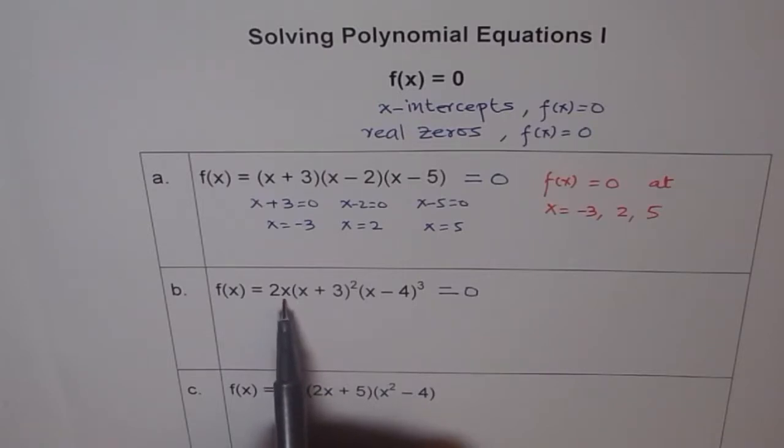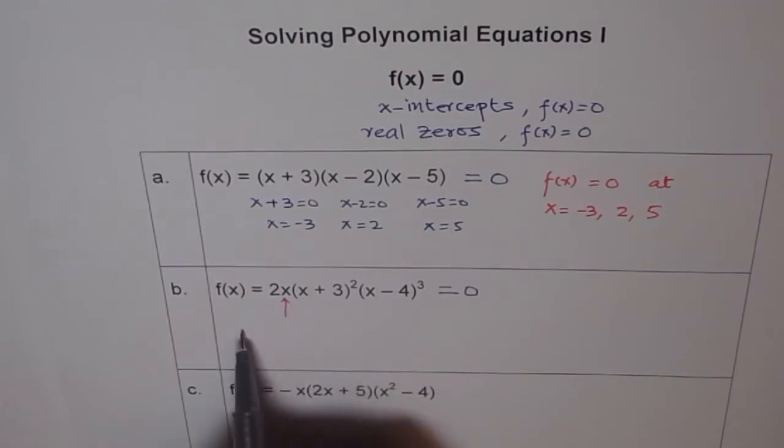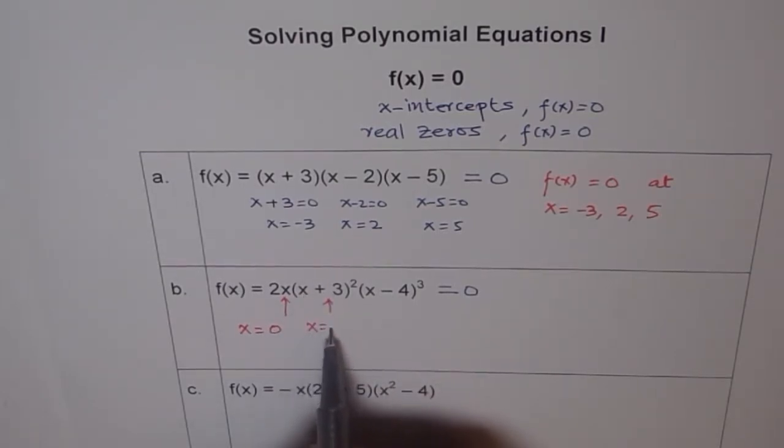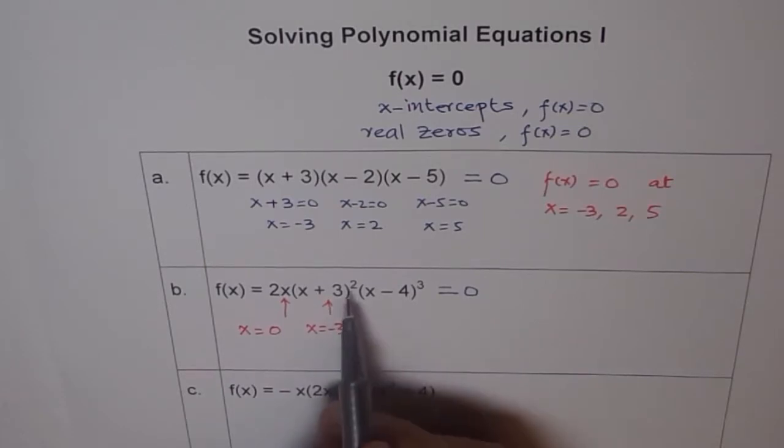But this is a real 0, right? At x equals 0, you get 0. So when is this 0? This is 0 at x equals 0, right? When is this 0? If I put x equals minus 3, it will be 0. So at x equals minus 3, this is 0.